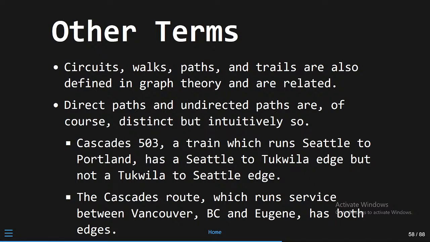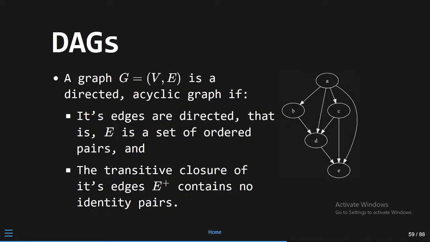There's directed and undirected variants of all of these, and they correspond to trains and routes, is how I think of it. This is a DAG. It is a directed acyclic graph. It is made directed by the fact that there are arrows, and it is made acyclic by the fact that there are no loops going through the arrows.